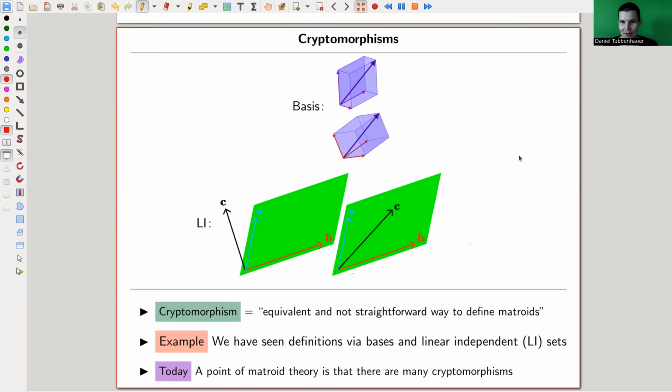I really like that name. By now, I thought the name was stupid, but actually I tend to like it now. I just have to repeat it often enough. So a cryptomorphism, we have seen one of them, namely the equivalence between bases, like here, and linearly independent sets, like at the bottom. And the first point of matroid theory, at least for me, why matroids are interesting: there are a trillion equivalent definitions of a matroid. There are a trillion cryptomorphisms. So let's look at some of them.